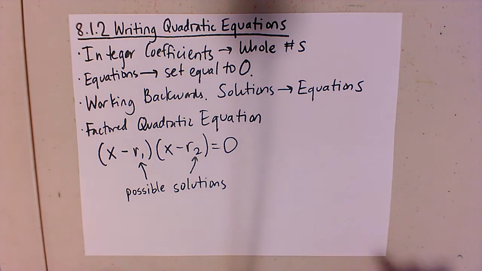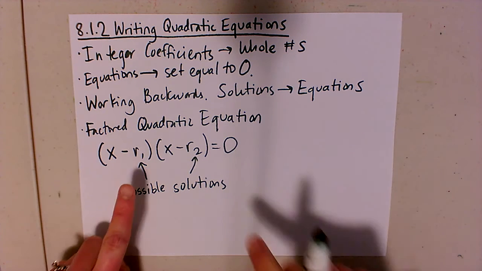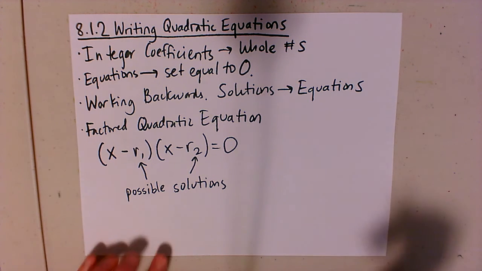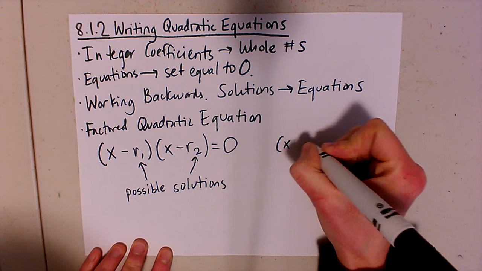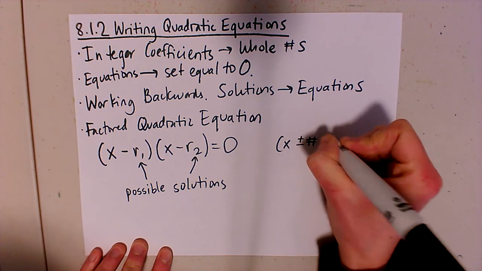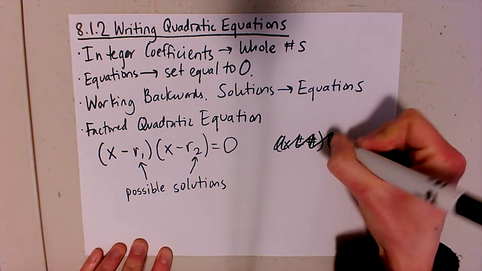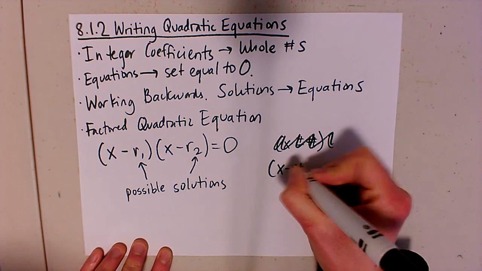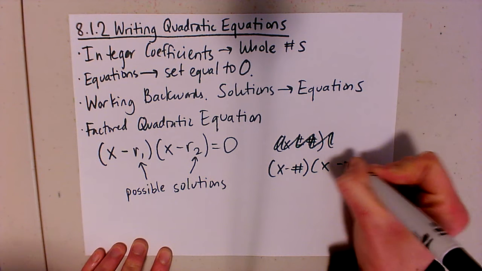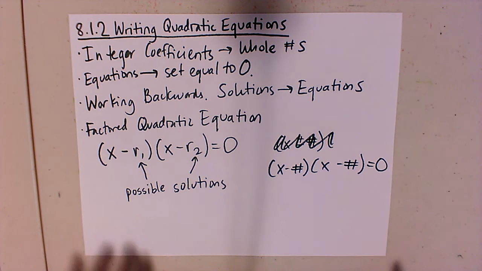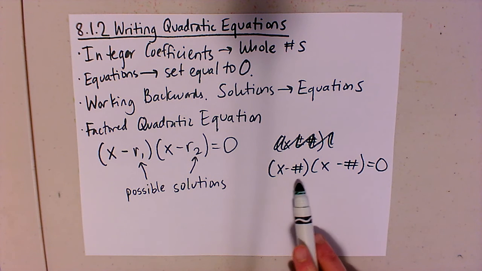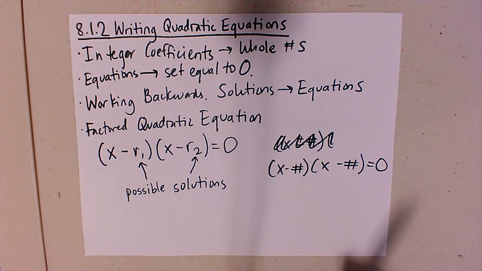Okay? And so I've had some students who struggle with thinking about this as x minus r. Another way to think about it is just x plus or minus a number. Well, actually, we want to be clear, it's going to be minus, times x minus a number, equals 0. The reason why we say it's minus is because you take the opposite sign of your solution and then you plug it in. So you're adding or subtracting some number to 0.